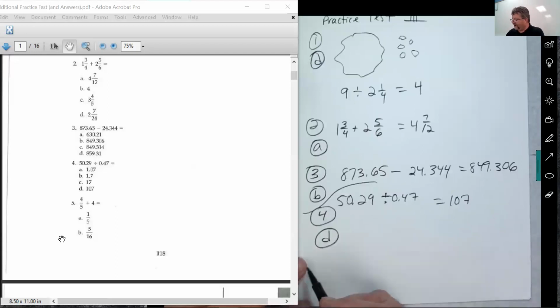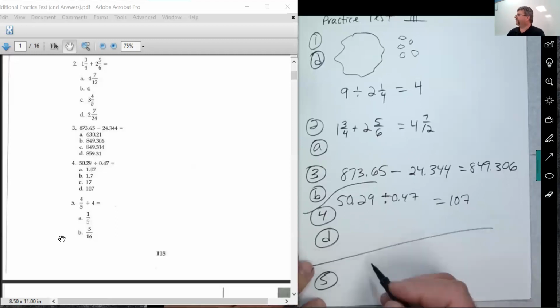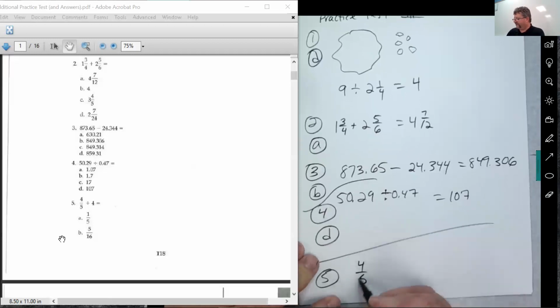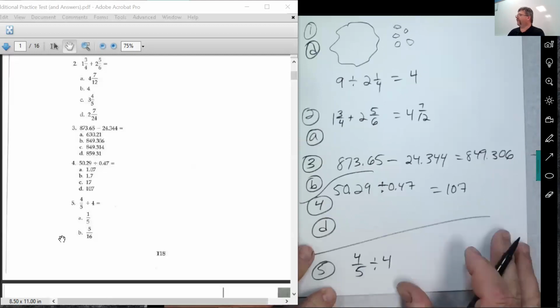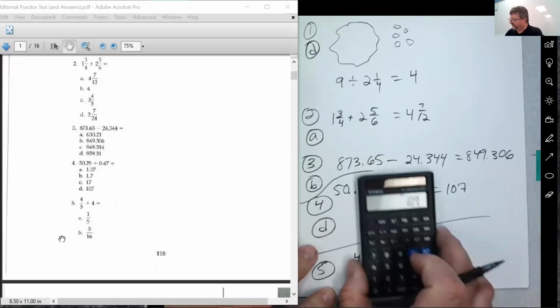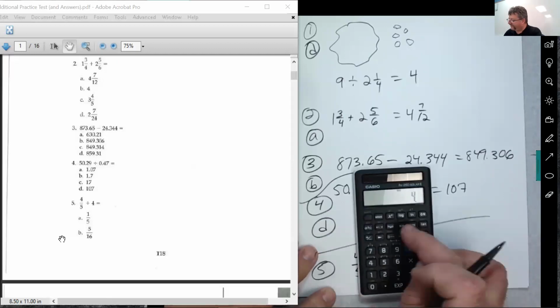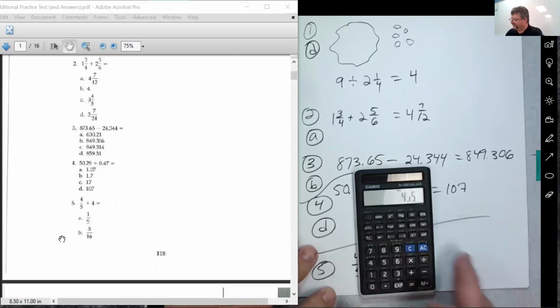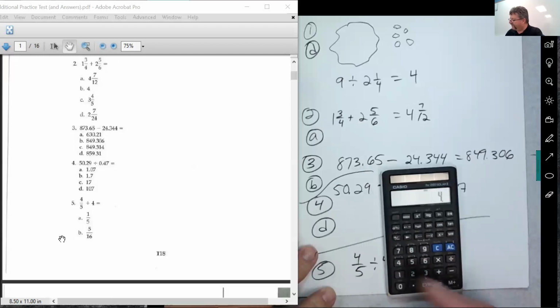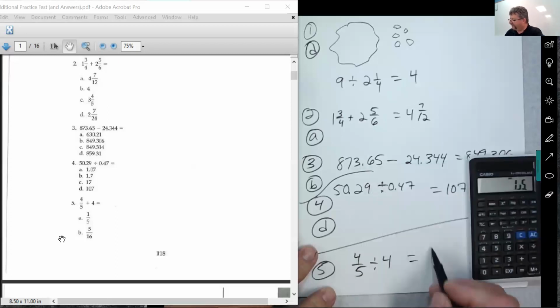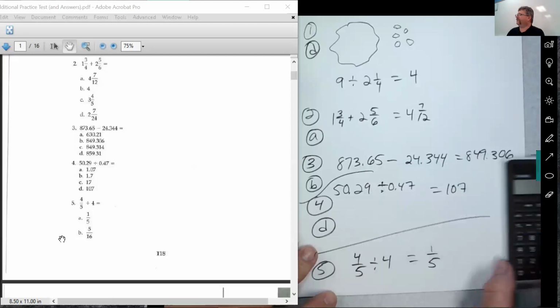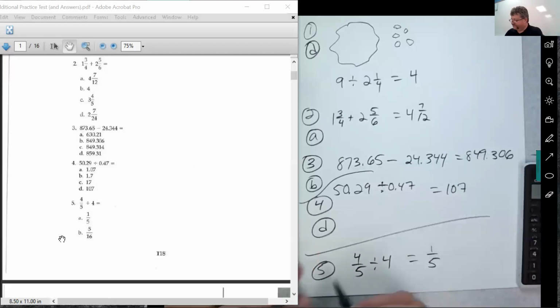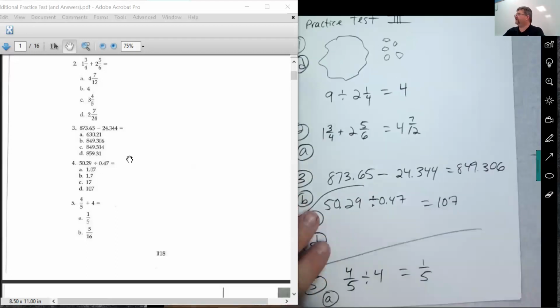Okay, and even number 5, with the calculator, is really straightforward. 4/5 divided by the whole number 4. We'll plug it in there. 4 fraction button 5, 4/5 divided by 4 equals 1/5. And that would be choice A. So the first 5 are pretty easy. Let's hope they stay that way. Let's see what number 6 has to say for itself.